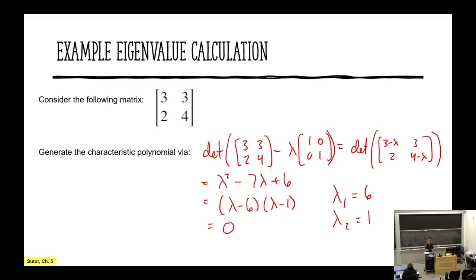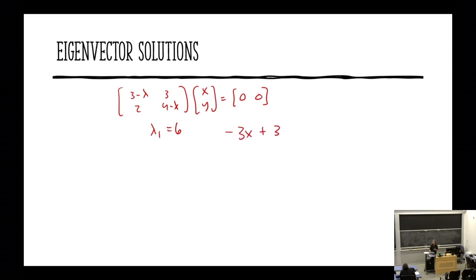Okay, so to find the eigenvectors for each eigenvalue, we have to solve the equation that we wrote down. So we have to solve the matrix 3 minus lambda, 3, 2, 4 minus lambda times x, y equals 0, 0. So for lambda 1 equals 6, this is minus 3x plus 3y equals 0, and 2x minus 2y.